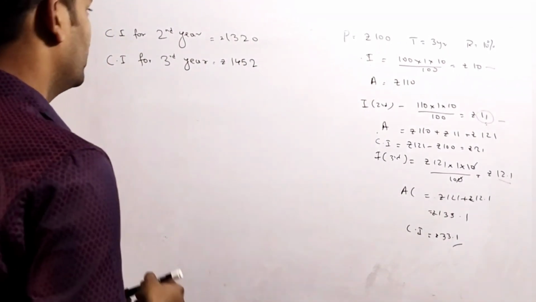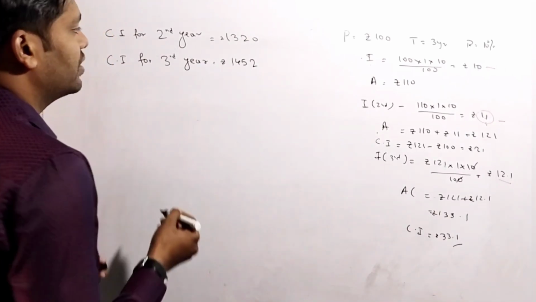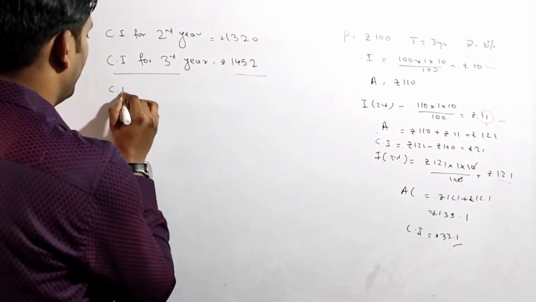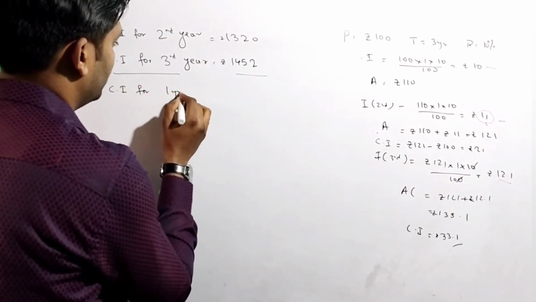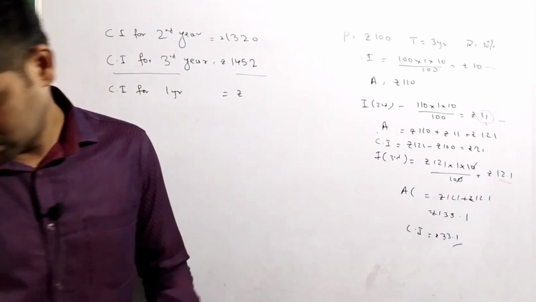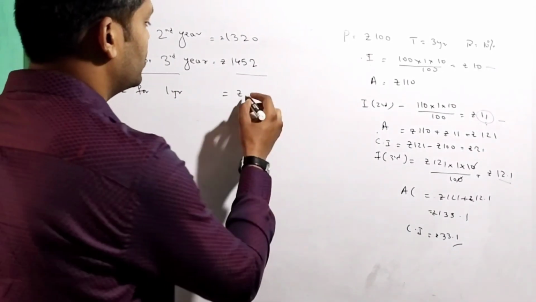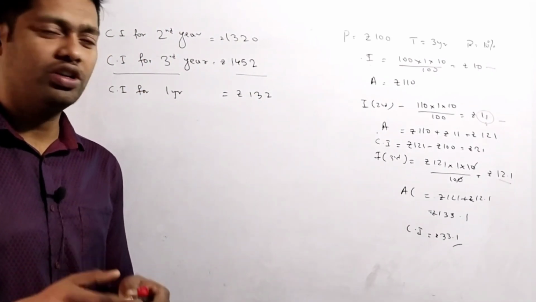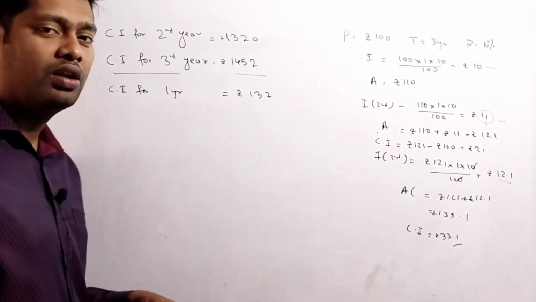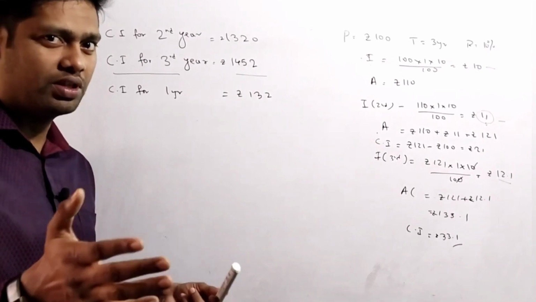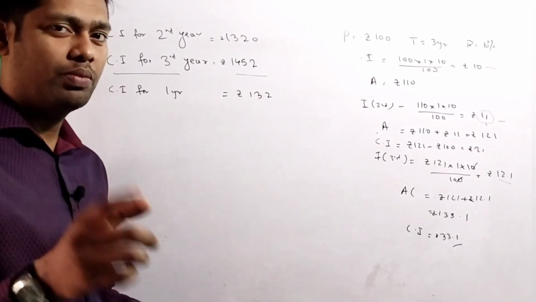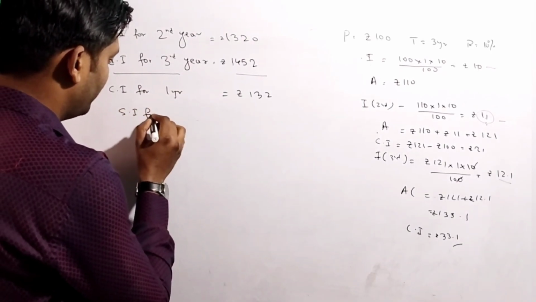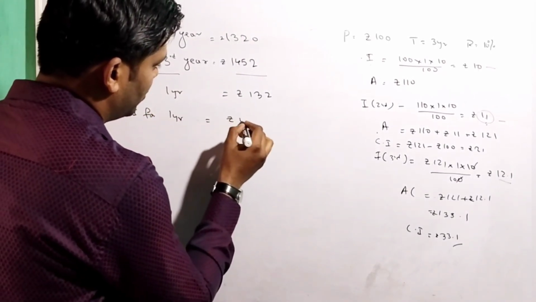Okay, so now if I subtract both of these values, I will get the compound interest for 1 year. Subtracting, compound interest for 1 year is equal to rupees 132. Now as I told you in the previous sum, compound interest for 1 year, first year, will be similar to, equal to the simple interest of 1 year. So this will be equal to simple interest for 1 year, rupees 132.